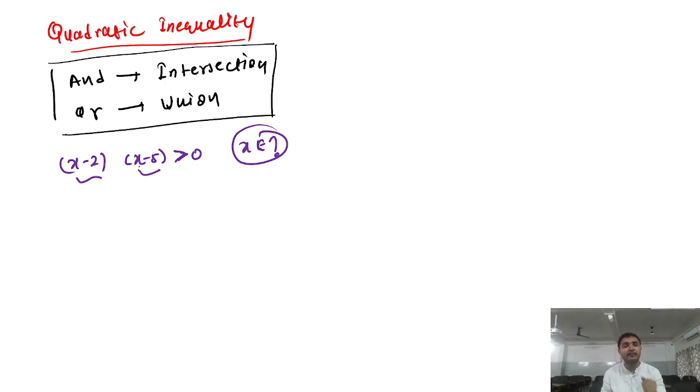So there will be multiple values. If I put x equal to 4, 4 minus 2 is positive, but 4 minus 5 is negative. Positive into negative gives negative, so that x value does not satisfy this inequality. So for that purpose, what do we need to do? If I tell you the product of two numbers is positive, when is it possible? Either both are positive or both are negative. Yes or no? Yes.